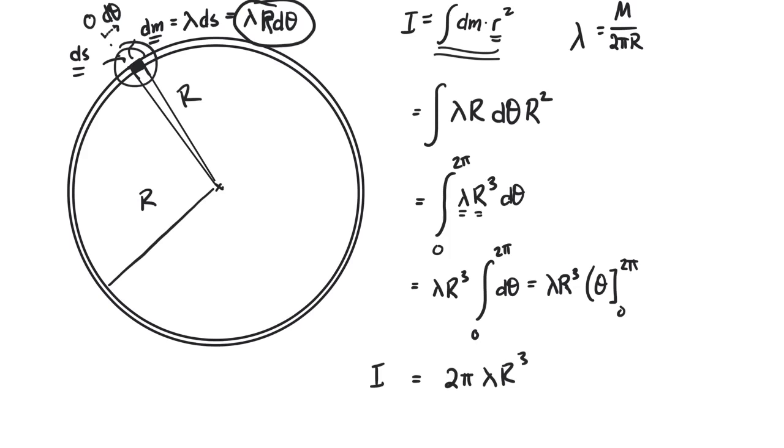But wait, there's more. We have to substitute in our original placeholder for the density, which will mean 2 pi times m over 2 pi r times r cubed, which produces the expected result. A hoop is mr squared. The 2 pi's cancel, one of the r's canceled, and I get the intended result, mr squared.